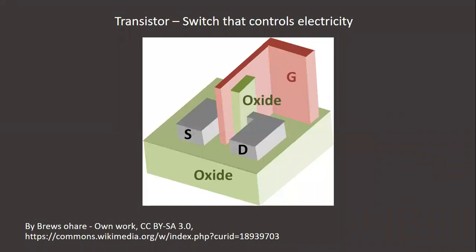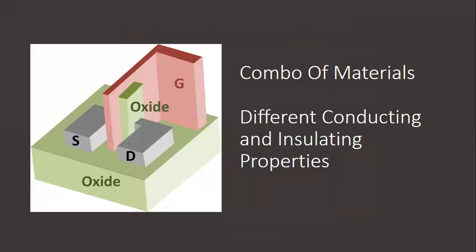A transistor is basically just a switch that controls the flow of electricity. It can either be open or closed, on or off, 1 or a 0. It's like a gate that is open or closed under certain conditions. And a transistor is made of a couple of different materials with different insulating and conducting properties. And it's just the combination of these different materials that enables the transistor to act as this switch or this gate.